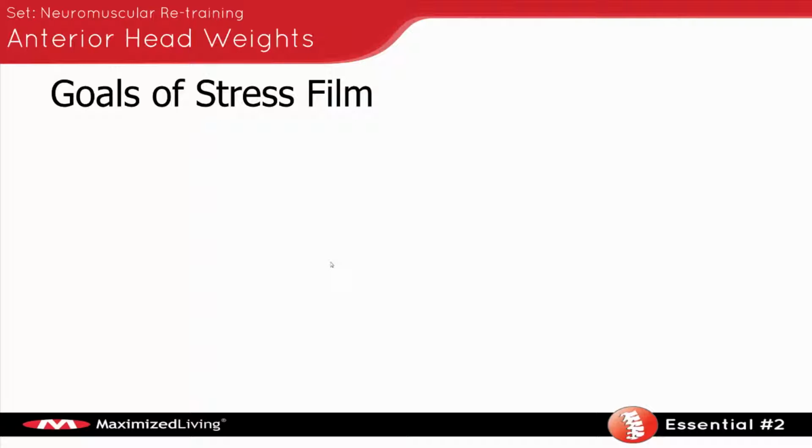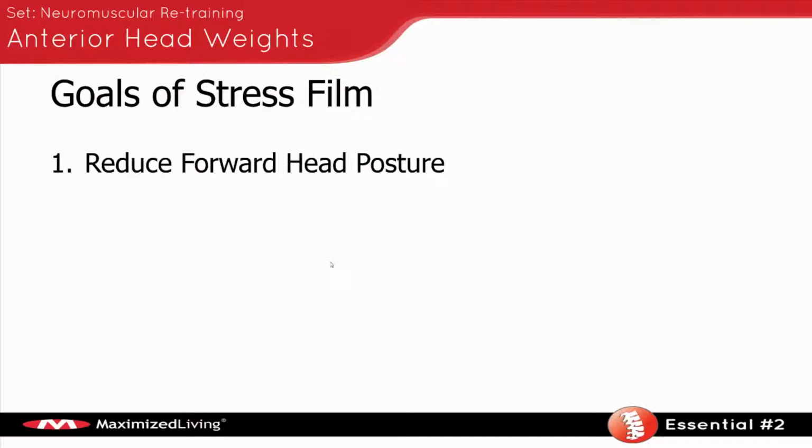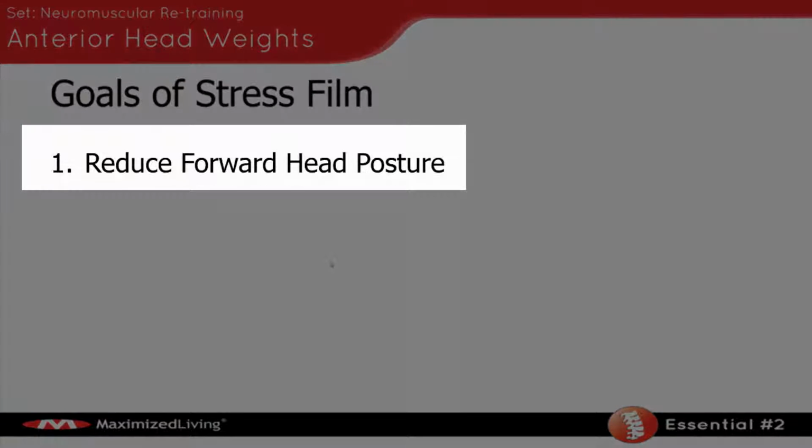So a goal of a stress film, once you have the head weight fitted, you want to take a stress film. A stress film means that you take a lateral cervical with them wearing their weight. And the number one thing you want to see reduce is forward head posture. Not necessarily a curve come back into their neck. A lot of times, if a patient's extending, doing something we don't want them to do, where they're extending to carry the weight, their curve is going to look really good.